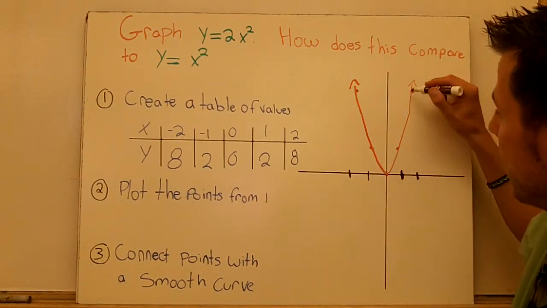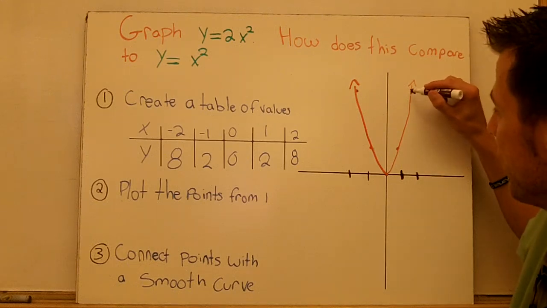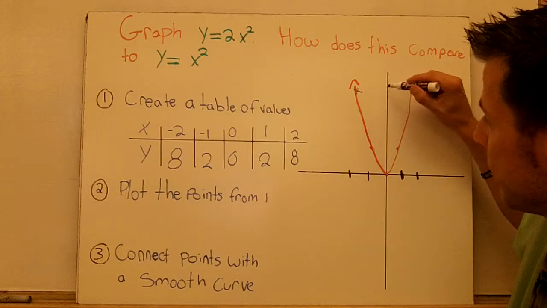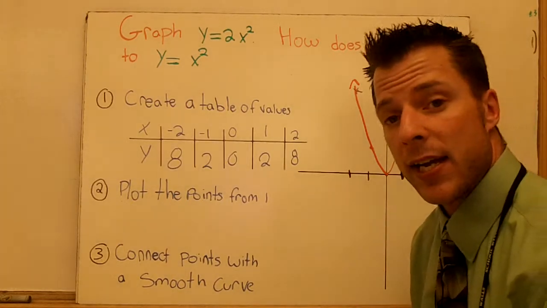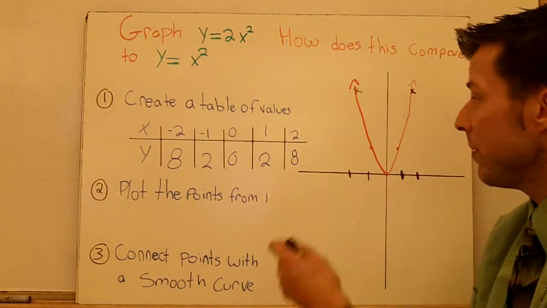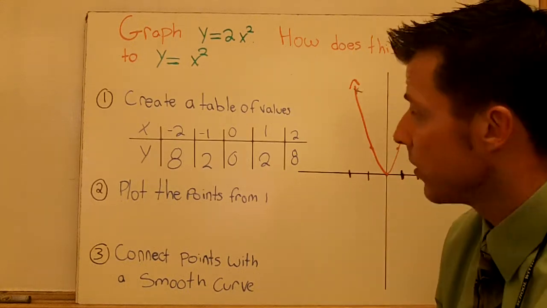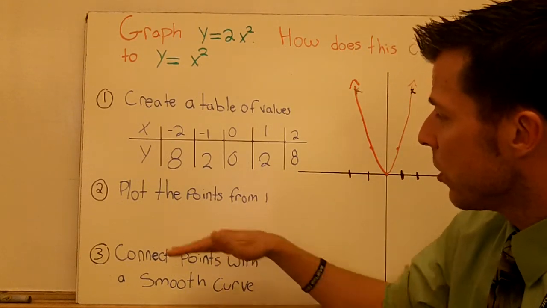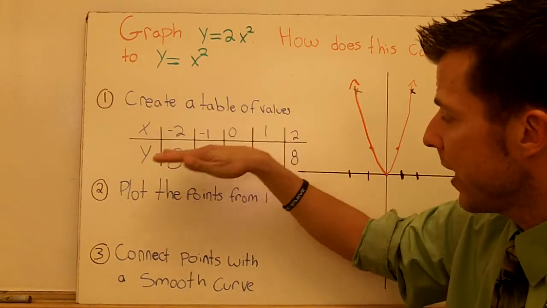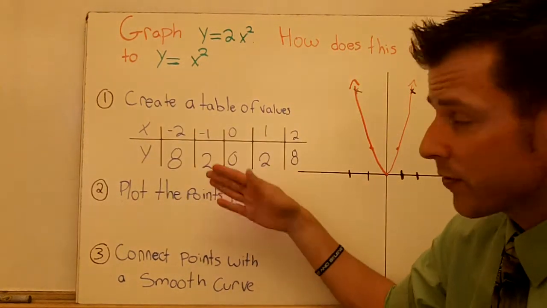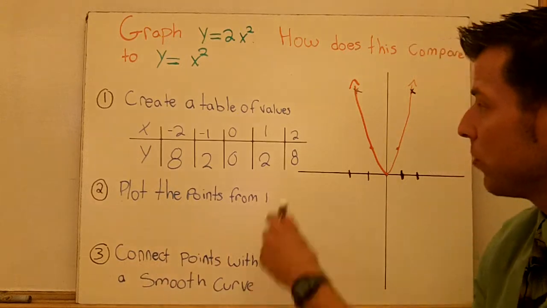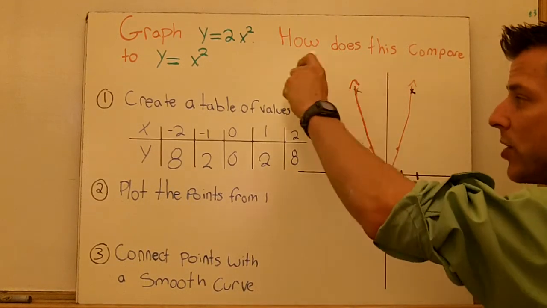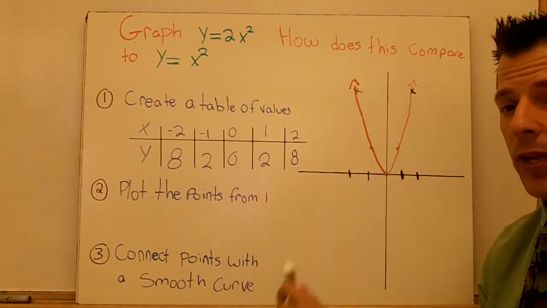Okay? They're mirror images. We're the same distance from here to the axis of symmetry as this point is from the axis of symmetry. And so that's what we mean by mirror image. Same distance from the axis of symmetry, or the same distance from the vertex. Okay, so part number 1, we create the table of values. Part number 2, you plot the points from this step. And number 3, you connect the points with a smooth line. Don't go down and then up. It's just a continuous smooth curve. Okay?